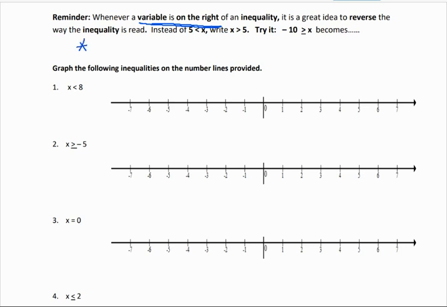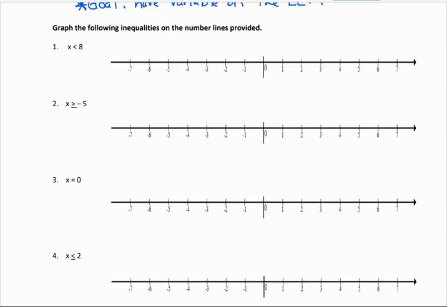So our goal is to have the variable on the left, okay? So if it's on the right, like it said, we're going to try to reverse the symbol. But if we have our variable on the left-hand side, it's going to make graphing a lot easier, okay? So we're going to do some examples together, and then I'm going to have you guys do some on your own. So for number 1, it says x is less than 8.